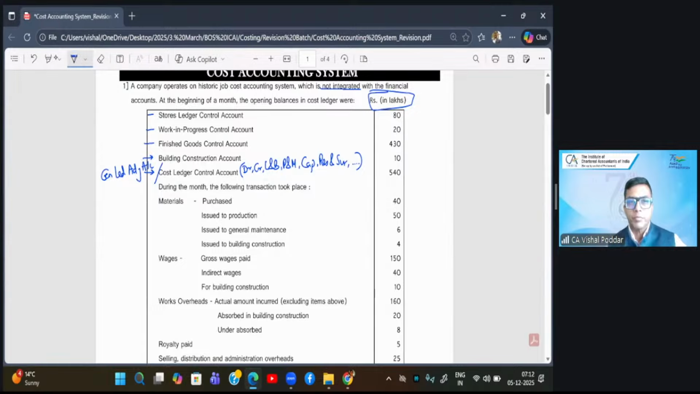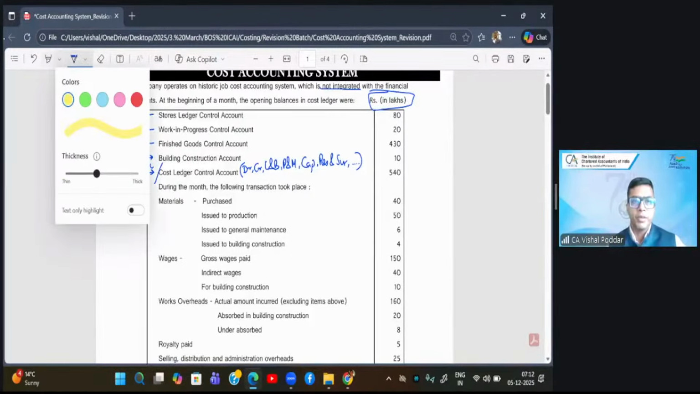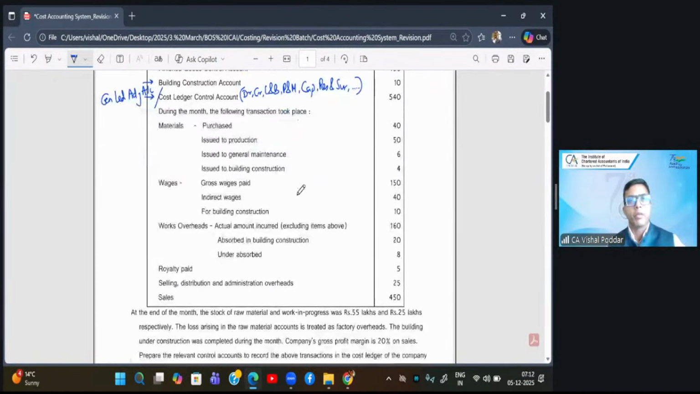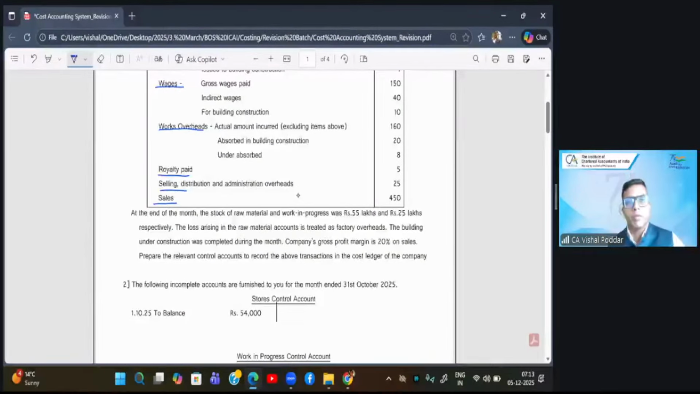Okay. So these are opening balances given, and then you have the transactions that have happened during this period, which is a month. So transactions of material, labor, and the overheads, and then some other transactions. Further, they have given you balances at the end of the period, plus some losses. Now something interesting is given, the company's gross profit margin. So this is the data, the information, and we are supposed to prepare the relevant control accounts.